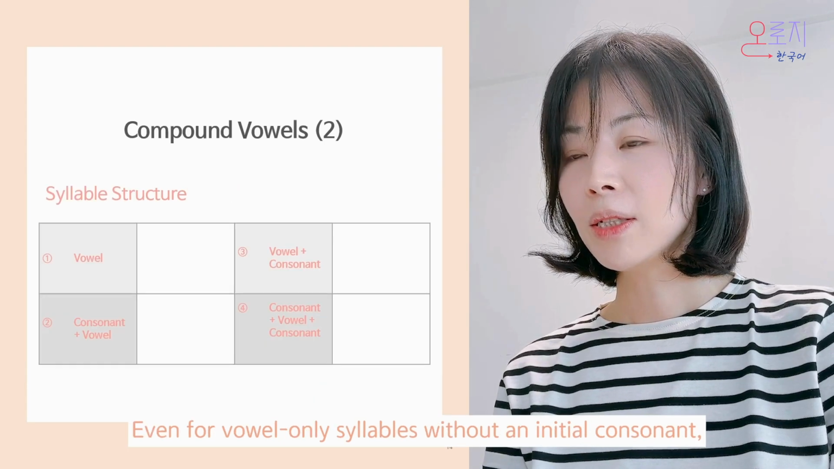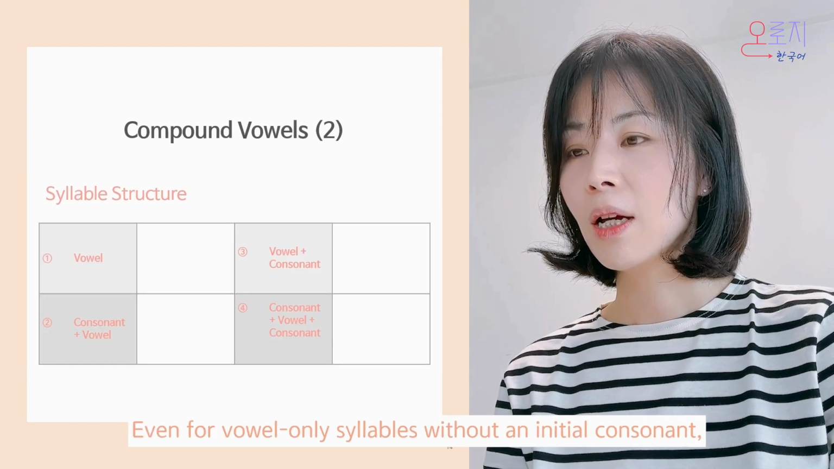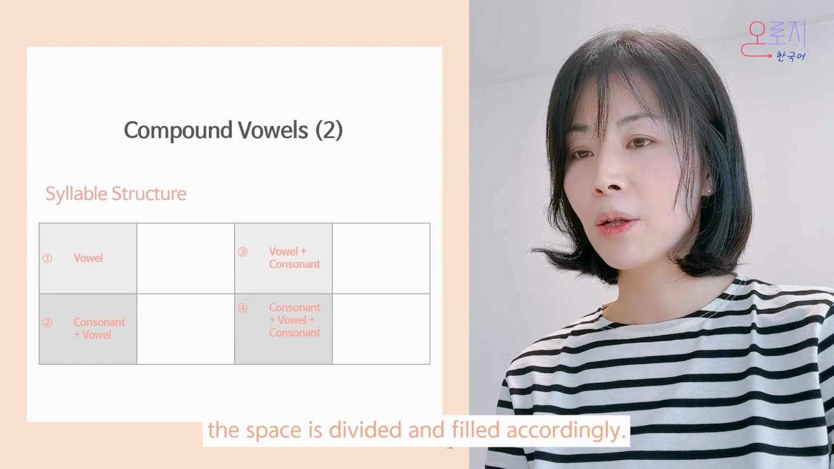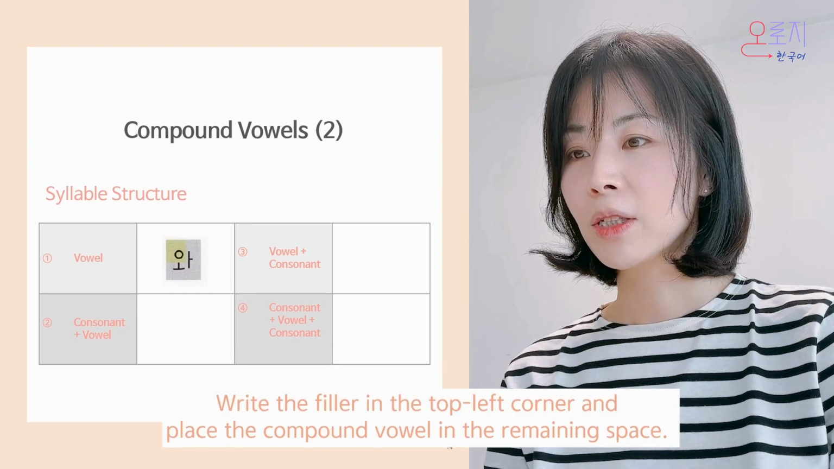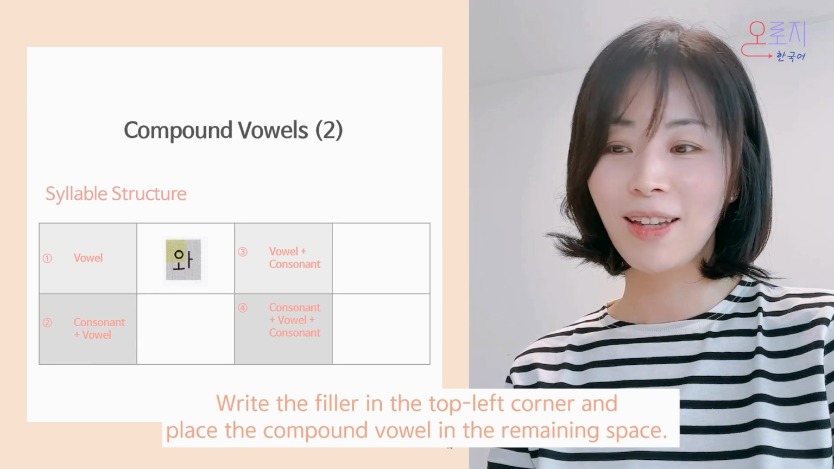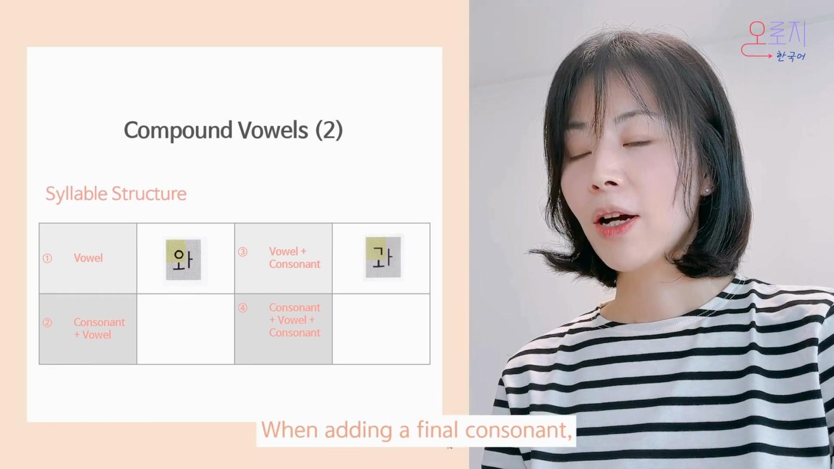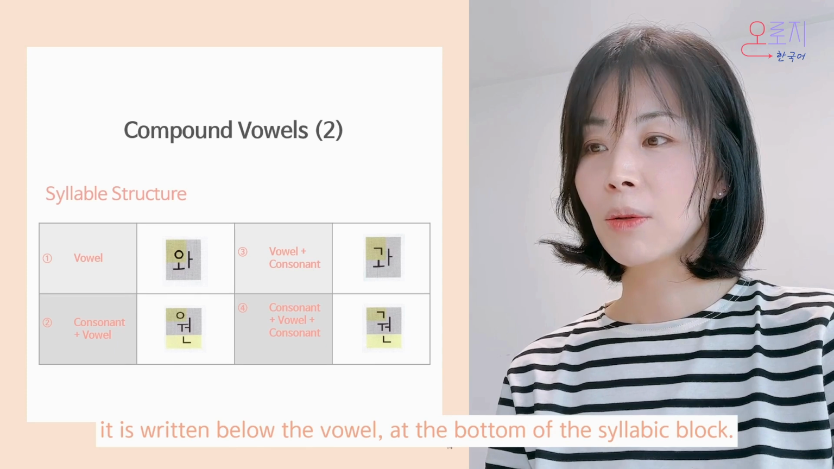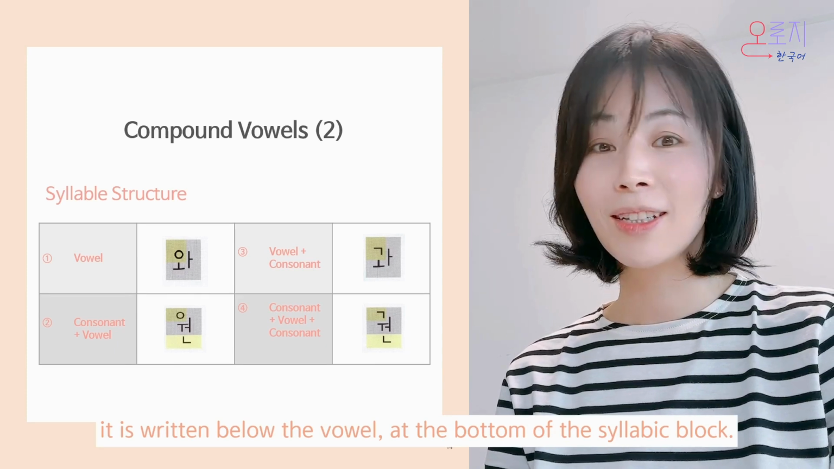Even for vowel-only syllables without an initial consonant, the space is divided and filled accordingly. Write the filler in the top left corner and place the compound vowel in the remaining space. When adding a final consonant, it is written below the vowel at the bottom of the syllabic block.